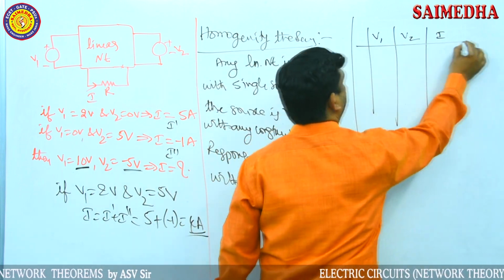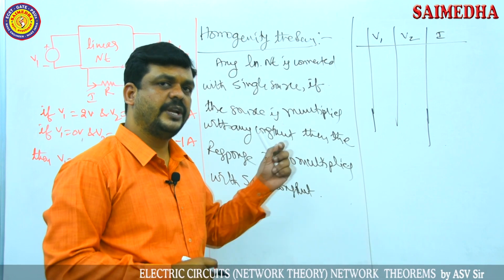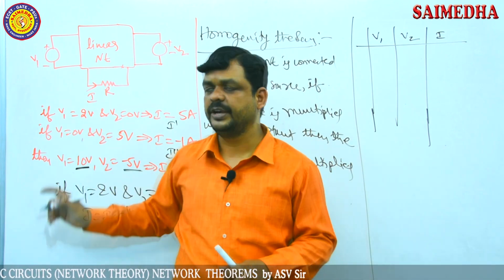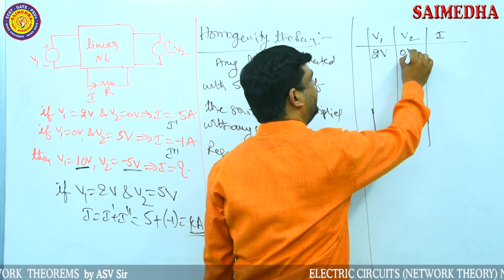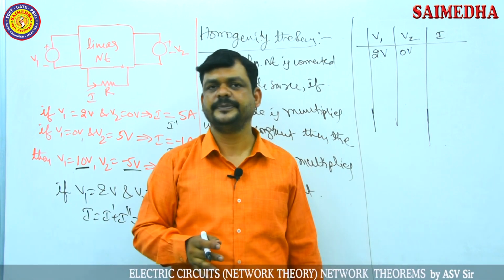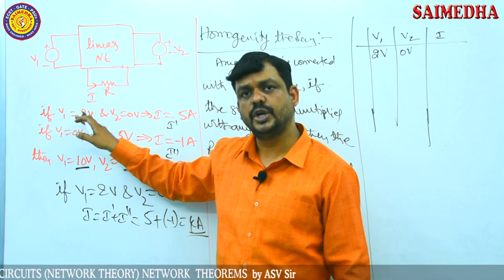The complete analysis I am writing in the table here. V1, V2: the sources are the V1 source and the V2 source, and the response is I. Initially I am assuming this condition: V1 is applied as 2 volts, and V2 is not applied, meaning V2 is disconnected and eliminated. Only V1 is connected, that is the 2 volt source.